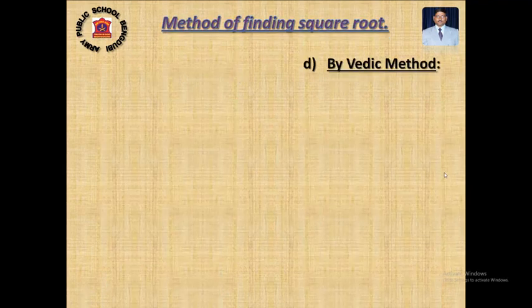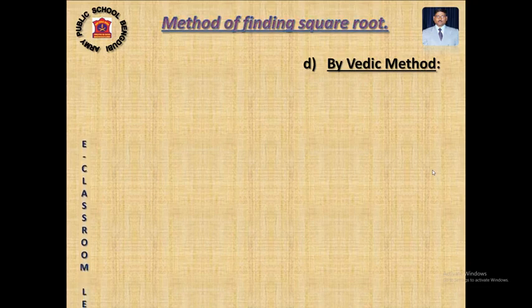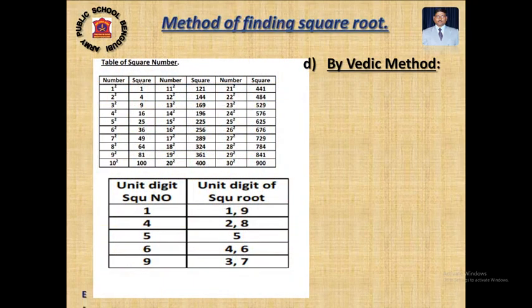Now I am coming to the next method, that is the Vedic method, okay. For the Vedic method you have to remember a chart. I told you earlier also, I have given as a task to remember the table of squares from 1 to 30. Minimum 1 to 30 you have to memorize, okay. 1 square is 1, 2 square is 4, this way 30 square is equal to 900.